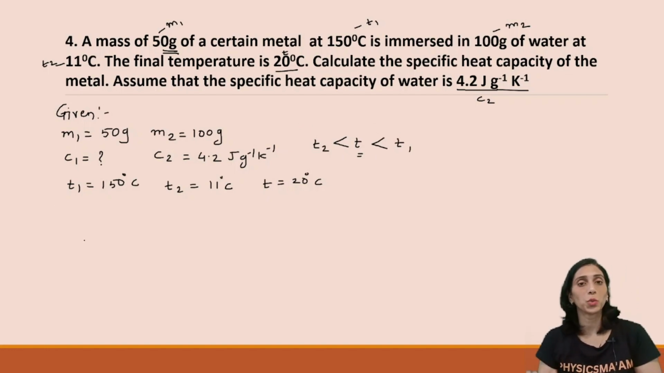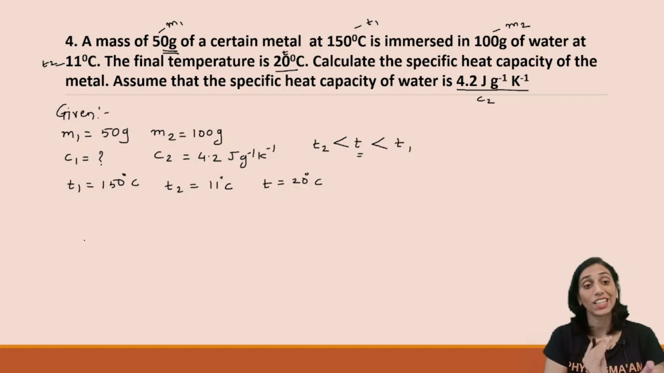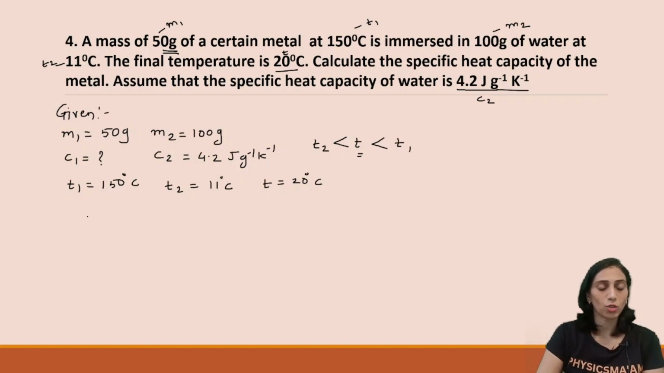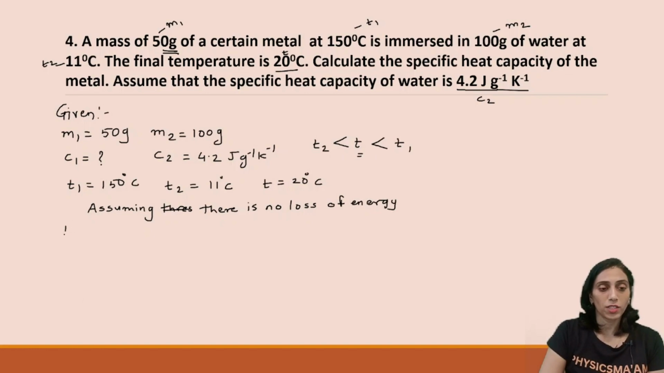Okay, so you can do it in two ways. You can first calculate the heat given by the hot body by using the formula M1C1 delta T, or else you can use the combined formula, which I'll write here. Now this is assuming there is no loss of energy. We say this is the principle of calorimetry.